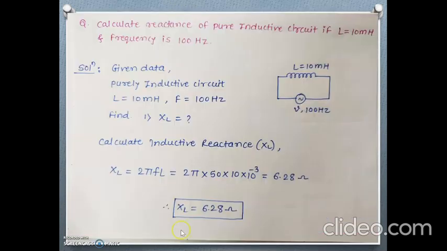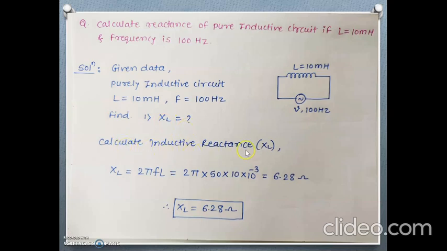Let's solve some numericals. The first numerical is: calculate the reactance of a pure inductive circuit if L is equal to 10 millihenry and the frequency is 100 Hz. First we will write the given data. Purely inductive circuit, the value of inductance L is 10 millihenry, milli means 10 power minus 3, and frequency is given as 100 Hz. The circuit will be as shown in the picture. There is only a purely inductive circuit, a pure inductance across an applied voltage V. Here we have to find XL, that is inductive reactance.